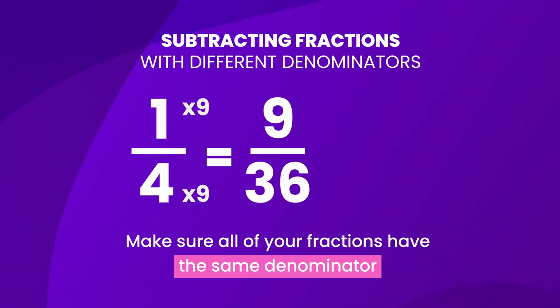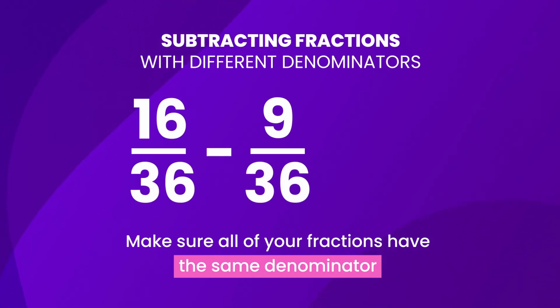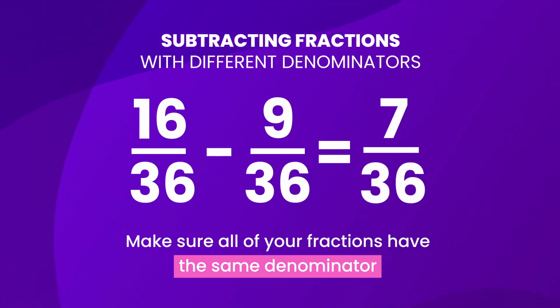So now we have the same denominator for our fractions, we can easily work with these. So 4/9 is 16 over 36, and we take away 1/4, which is 9 over 36. We do 16 minus 9 for the numerator of our answer, which is 7, and we put this over the same denominator, which is 36.